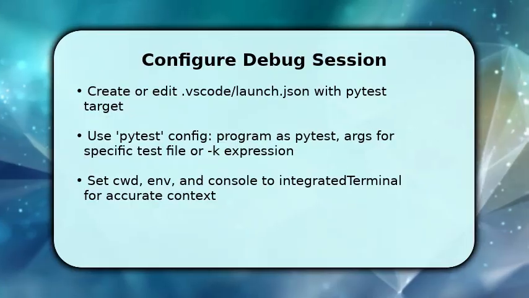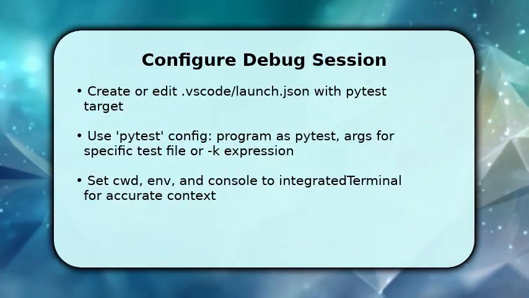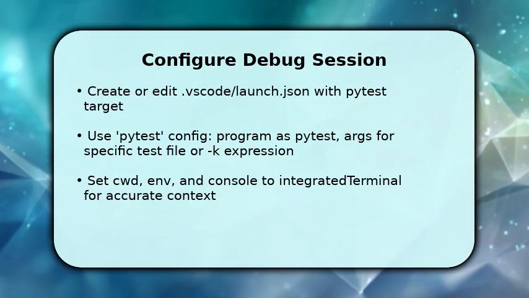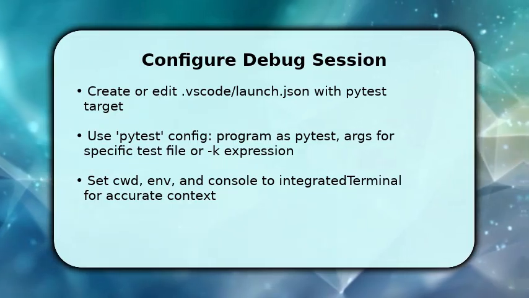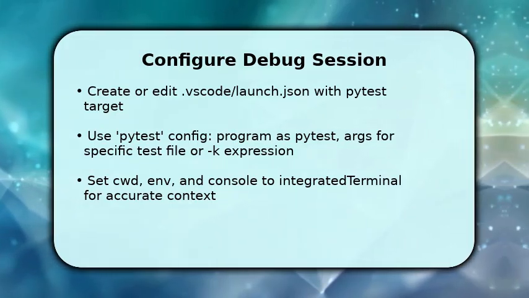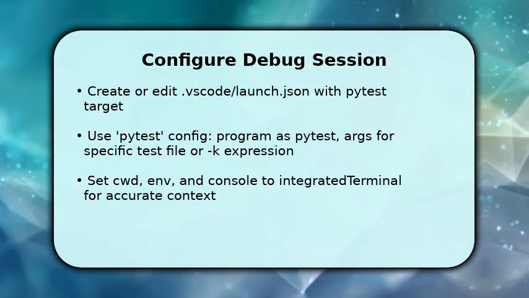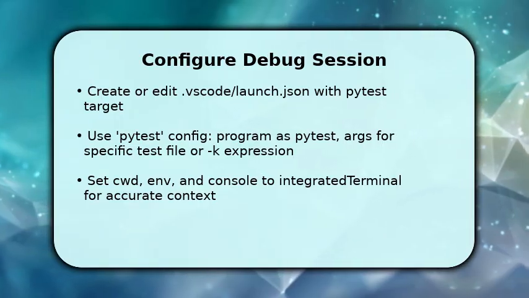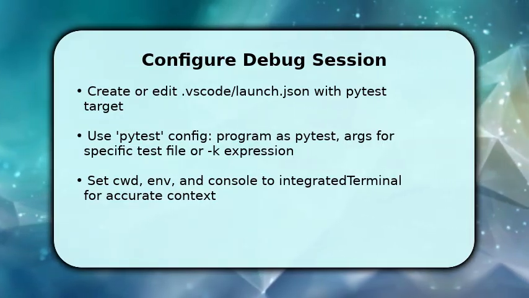Now you configure a debug launch that runs Pytest directly. Create a launch.json entry pointing the program to your Python interpreter and pass Pytest plus args for a test module or -k to filter tests. This gives control over which tests run.